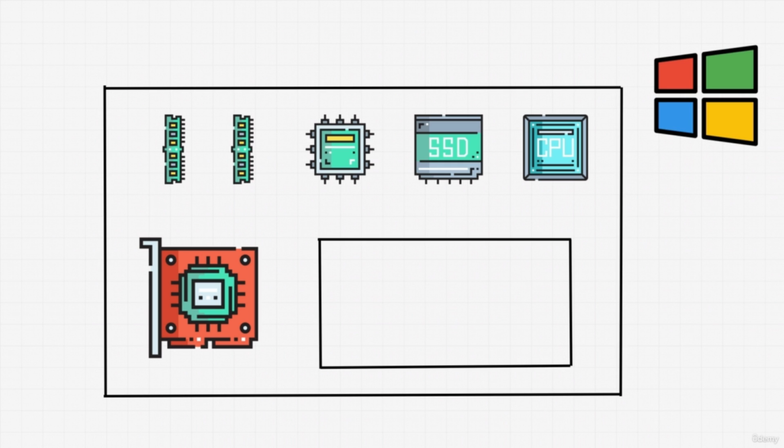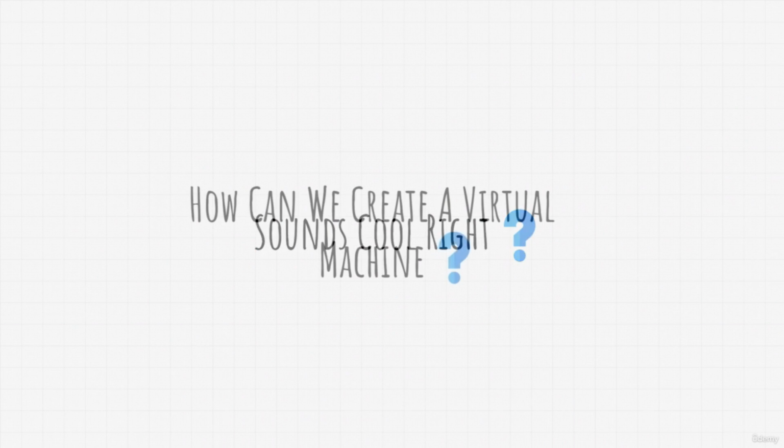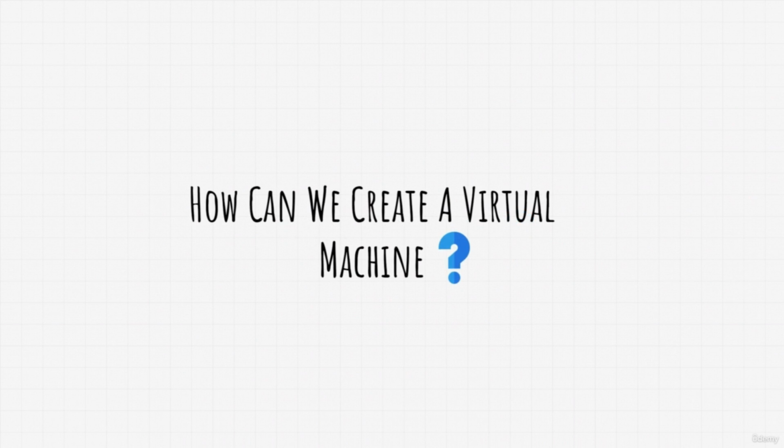We can also create something called a snapshot, which will allow us to save the current state of a virtual machine, and with it, we can revert it back to that state whenever we want. This could be used if we, for example, run into some errors with our virtual machine. Sounds cool, right?